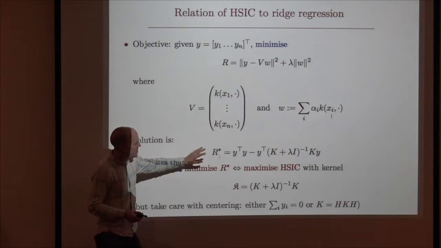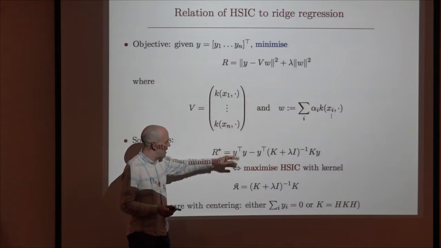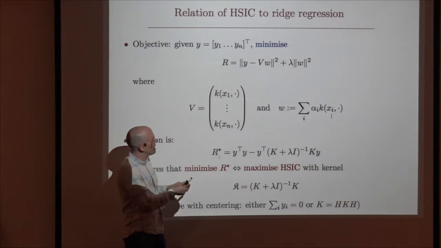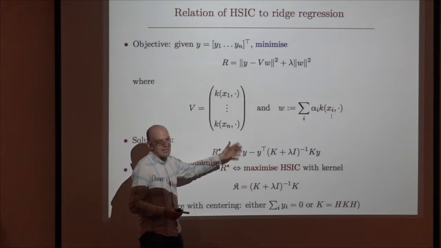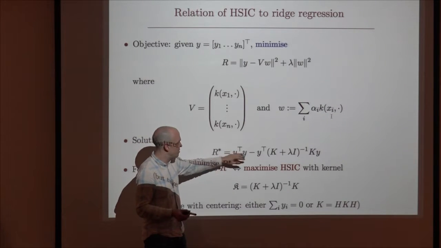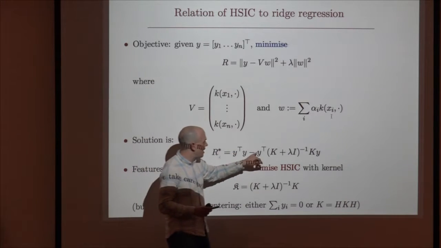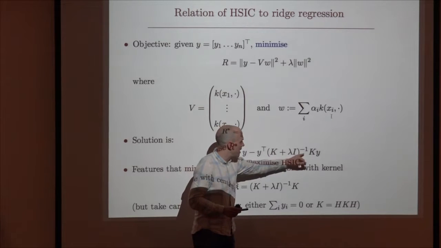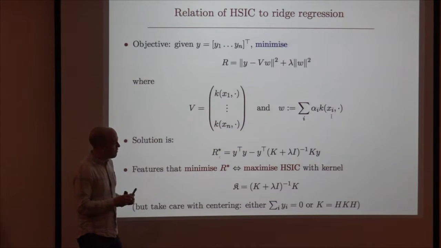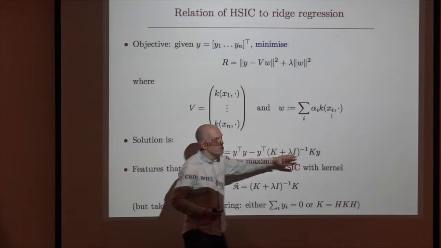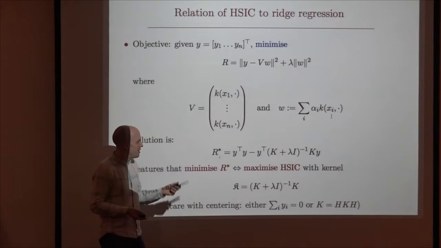Okay, so here is the solution. If I solve this ridge regression problem and plug that back into my objective, this is what I get out. I get something that doesn't care about the relation between my inputs and outputs, which is this label matrix transpose times label, so I ignore that. And then I've got y transpose (K plus lambda I) inverse K y. At first sight, what has this got to do with HSIC? It doesn't look like it has anything to do with HSIC, right?